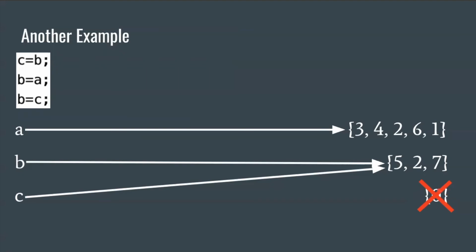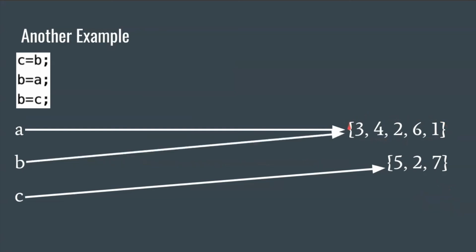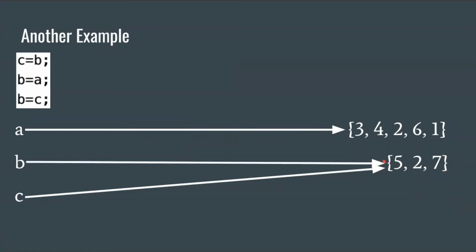And then the next line, B equals A, that tells B to point to whatever A is pointing to. So A is pointing to this array right over here, so therefore B will also point to this array over here. And then B equals C, that tells B to point to whatever C is pointing to. So C is pointing to this right over here, so therefore B will also point to this right over here.